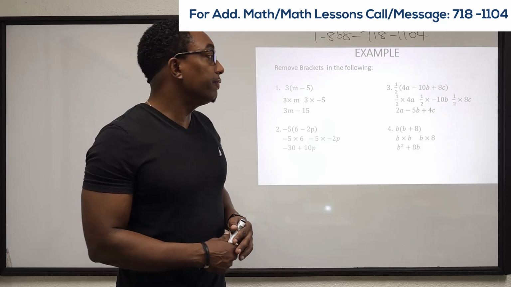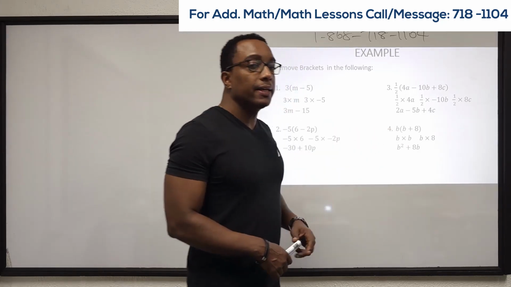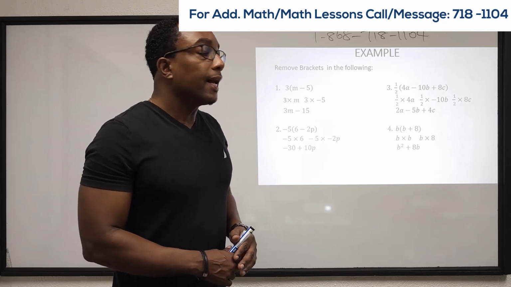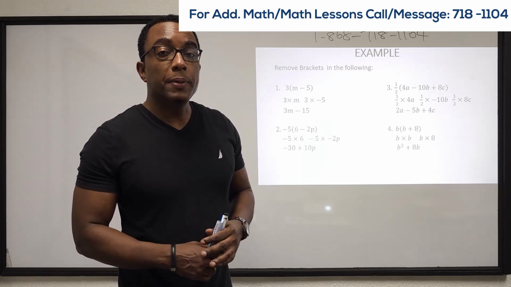Similarly, for example 4, we're going to multiply the variable outside of the bracket, which is b, by the algebraic expression within the brackets, b plus a.